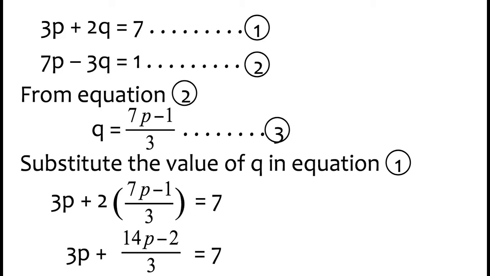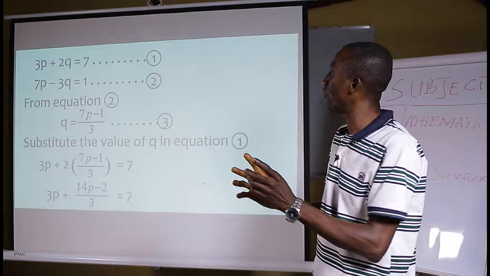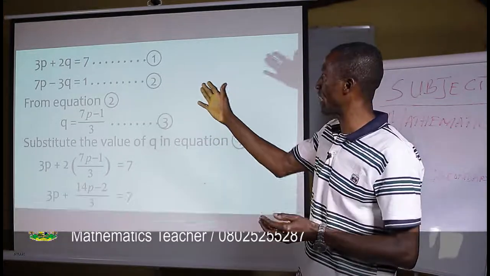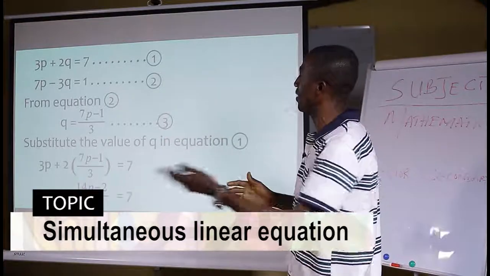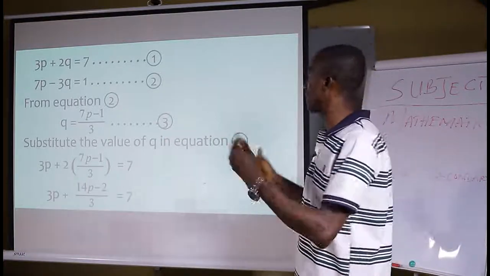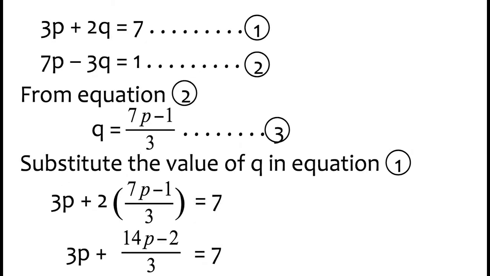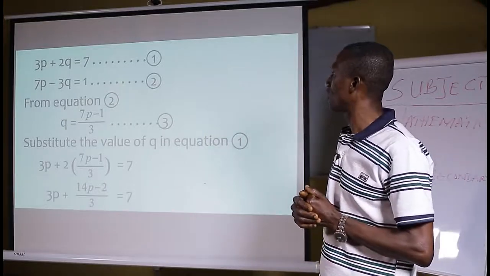Now, if you look at both equations, both unknowns have a coefficient that is greater than 1. The coefficient of p in 1 is 3. Coefficient of p in 2 is 7. Coefficient of q in 1 is 2. And this one is minus 3. But by solving, you can consider that to be 3. Now, you are free to make any of the unknowns the subject of the formula. So, I now chose equation 2.